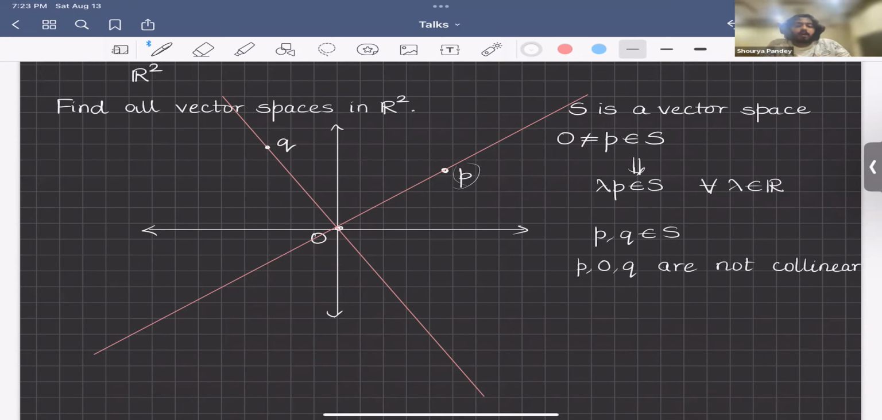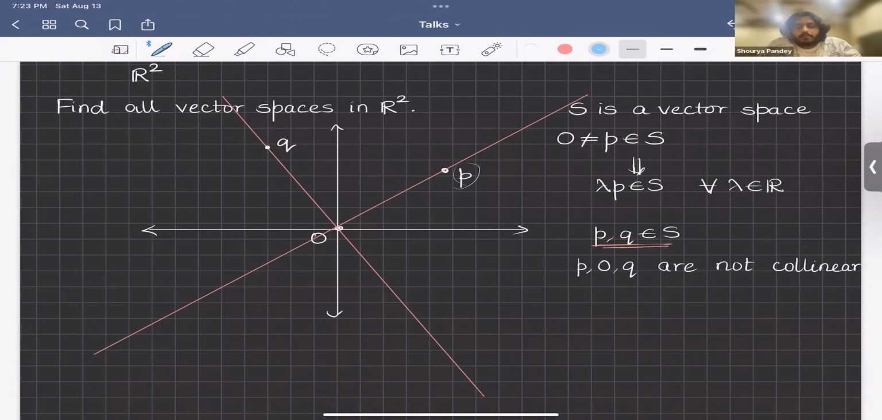Well, the set can have other points. This is not the entire set. There could be other points in the set, right? For example, P plus Q could be in the set. So the idea is, can you show that P plus any Q isn't a vector space in R square, right? I'm sorry, P plus Q isn't a vector space in R square, right?